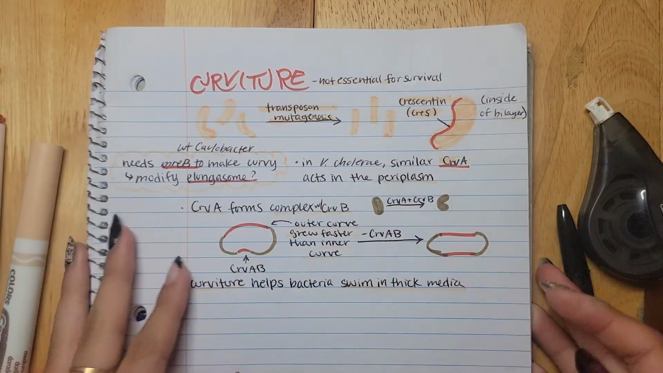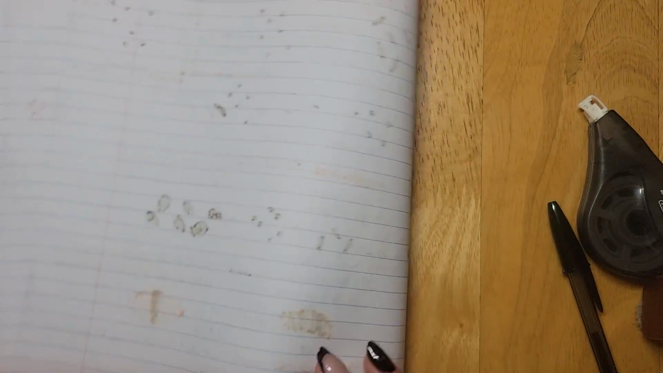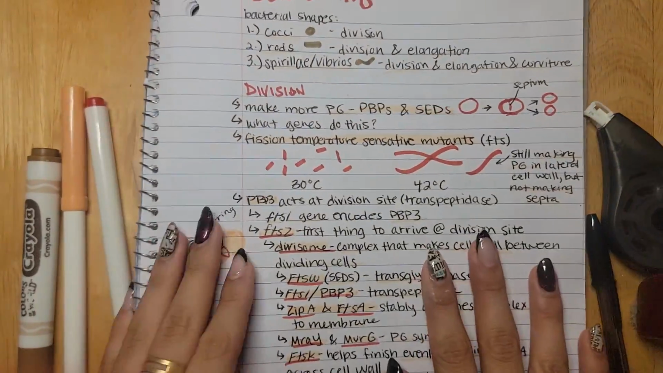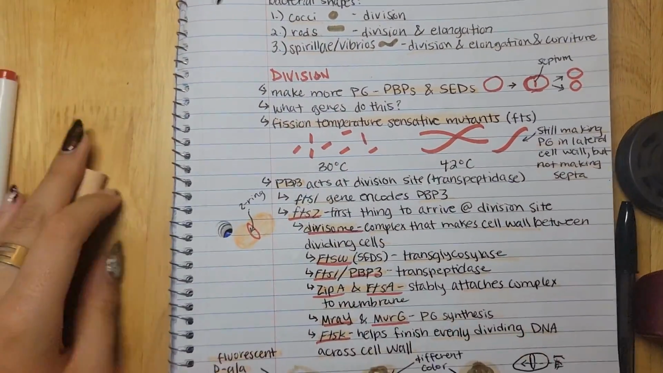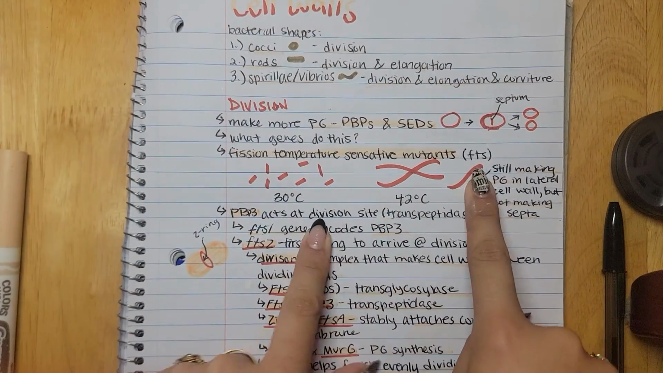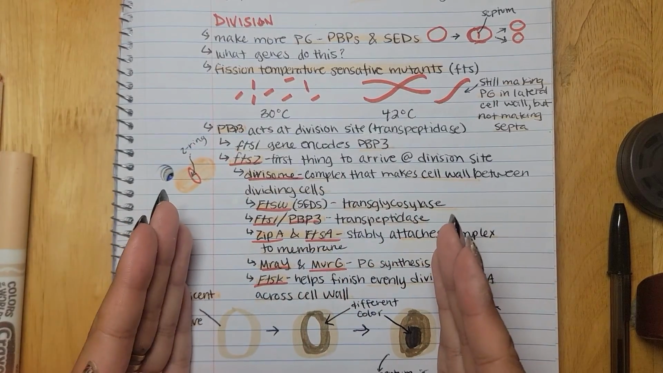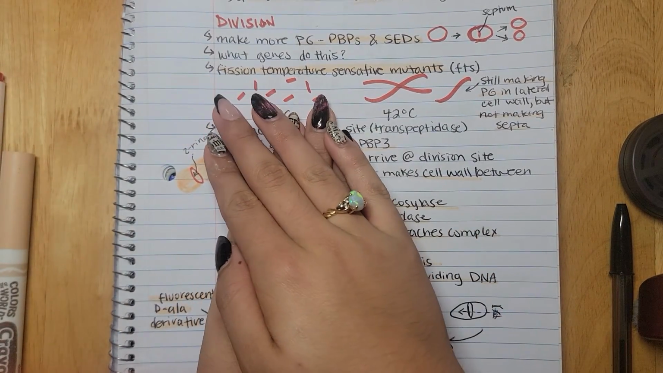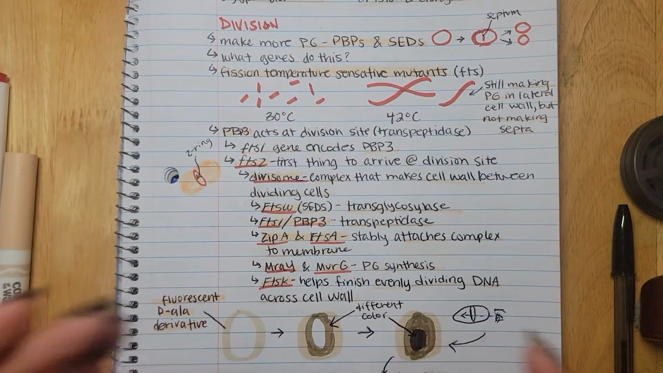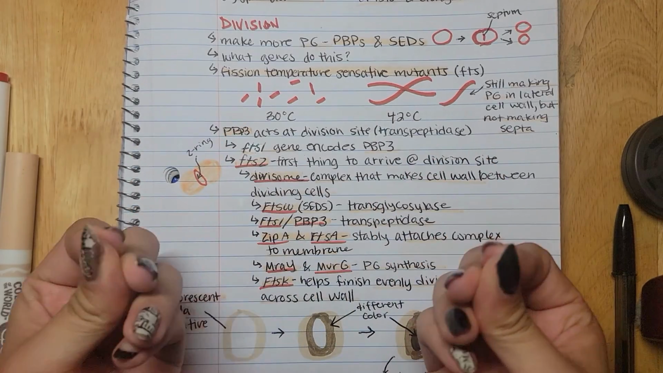Cool. Okay, curvature. Do you remember everything we learned about before? Do you remember division? We have our different shapes. We used some temperature sensitive mutants to see how cells made the septum, and we have all of these lovely things. Okay, do you remember them? I'm going to check. I'm repeating. We're getting it ingrained in our brain here.